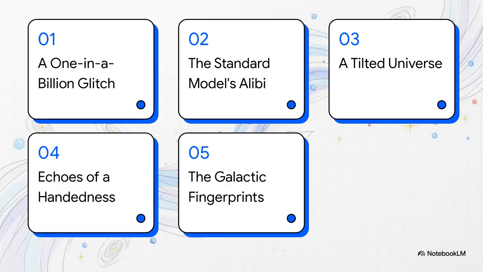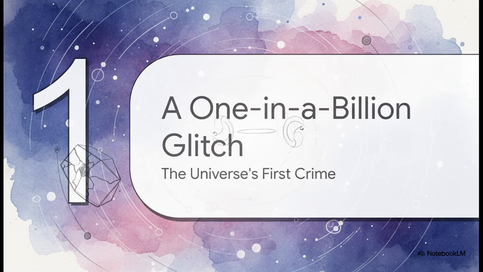So, here's how we're going to crack this case. First, we'll examine the scene of the crime, right back at the very first moments of the universe. Then, we're going to question the prime suspect and see why its alibi is totally airtight. After that, things get interesting. We'll explore a pretty radical new theory that the universe itself is tilted, and we'll see how that one clue could solve a bunch of cosmic mysteries at once. And finally, we'll look for the actual fingerprints it might have left behind on the cosmos. Okay, let's get to it.